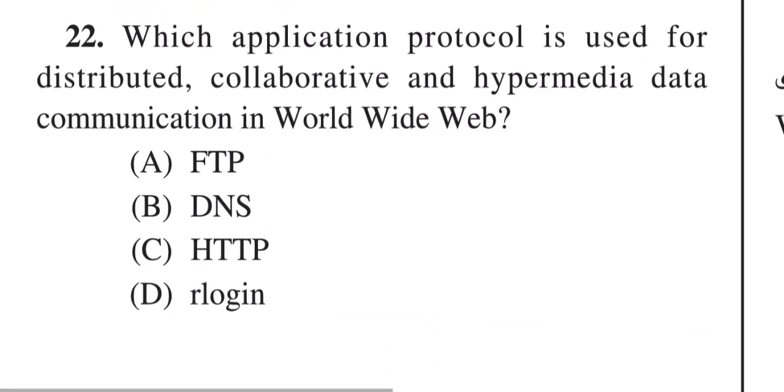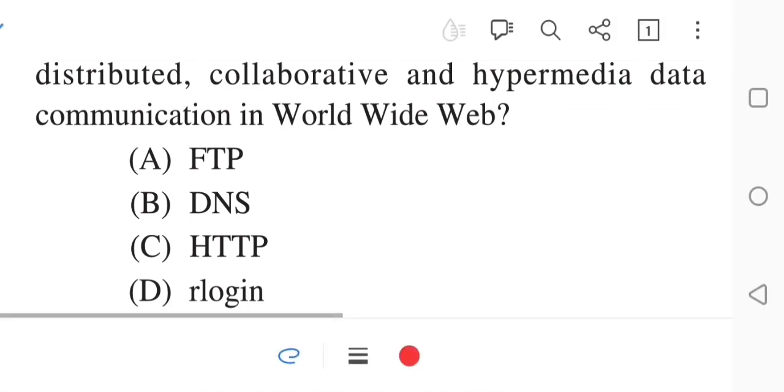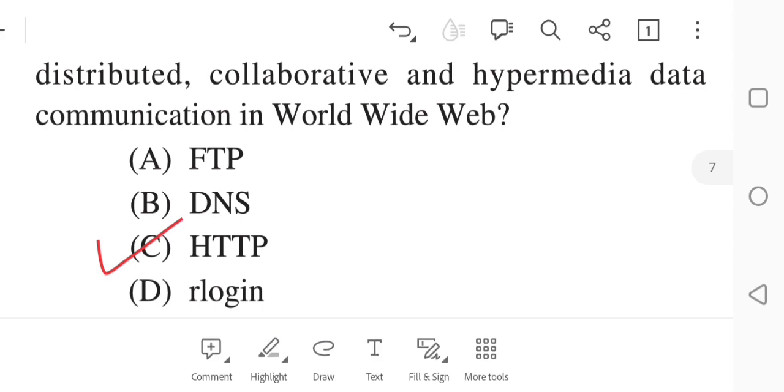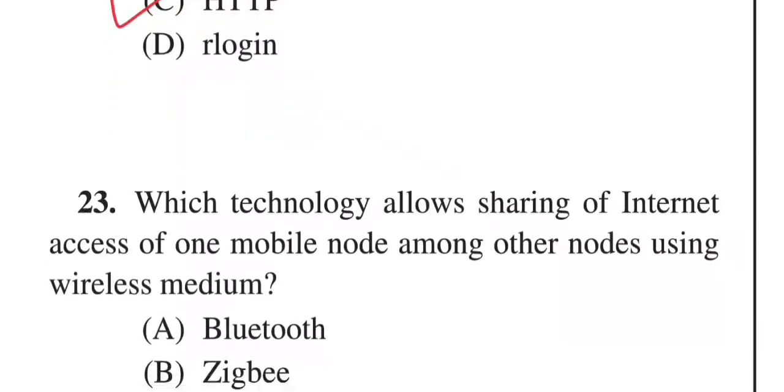Number 22, it says, which application protocol is used for distributed, collaborative and hypermedia data communication in World Wide Web? WWW, FTP, DNS, HTTP, RLogin. Correct answer will be C, HTTP. Whenever you have used internet or Google, there you must have seen this HTTP. It's a hyperlink. Now let's move on to next question.